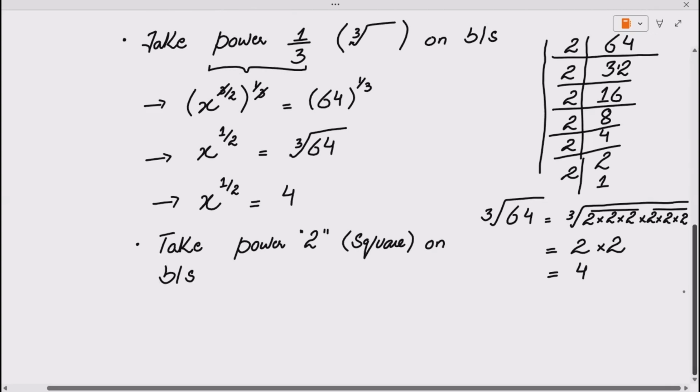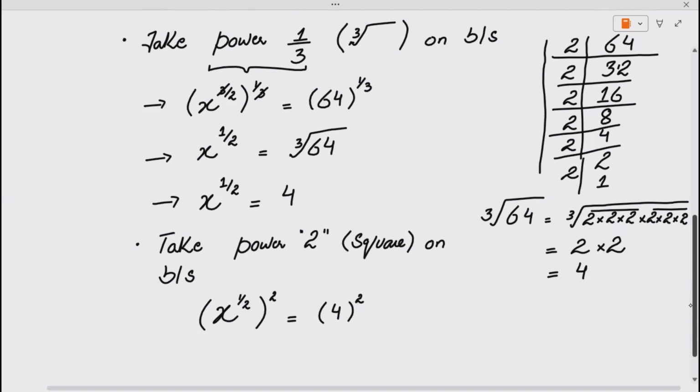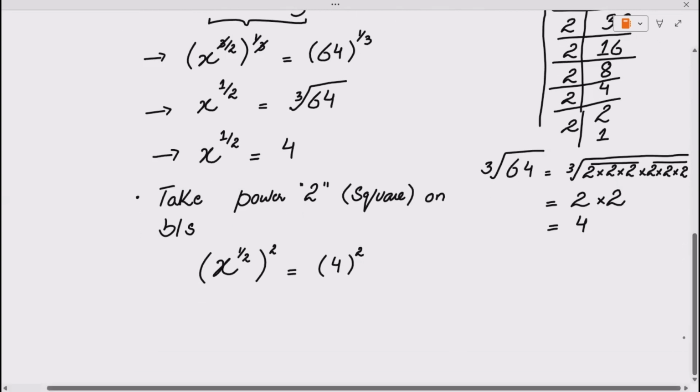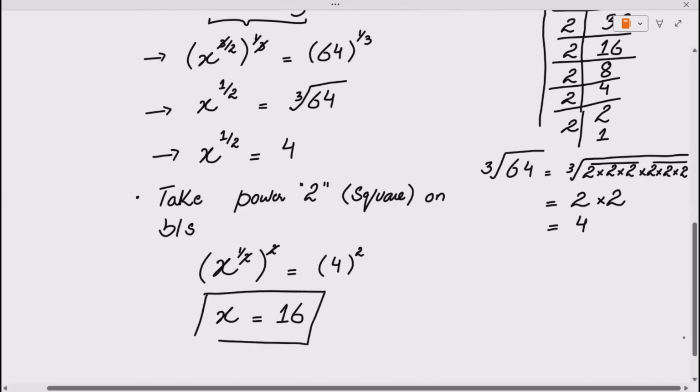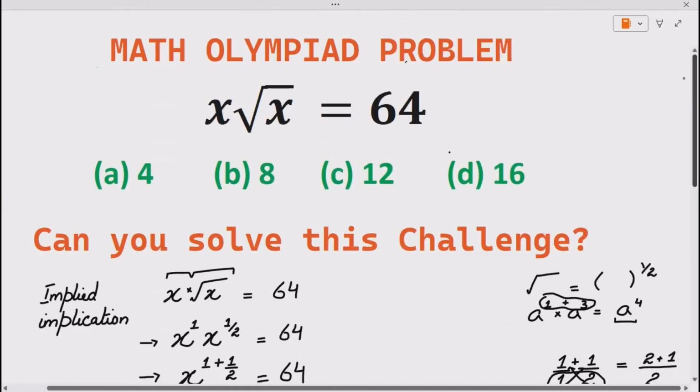Now what you got? X power half power square equals 4 power square. Now this 2 again cancels out with this 2. We only remain with x raised to the power 1 equals 4 square, which is 4 into 4, 16. It means the answer of our question is x equals 16. So when we go with our options, you can see the part D is the correct answer, that x equals 16.